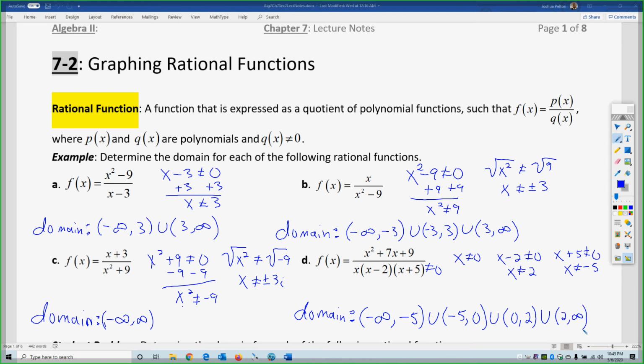Okay, again, least to greatest using parentheses, not brackets, because parentheses means you're not included. Brackets means you would be included. So if you use brackets, it's wrong because you cannot be any of those numbers and you can't get to infinity. Pause the video, try the student problems.